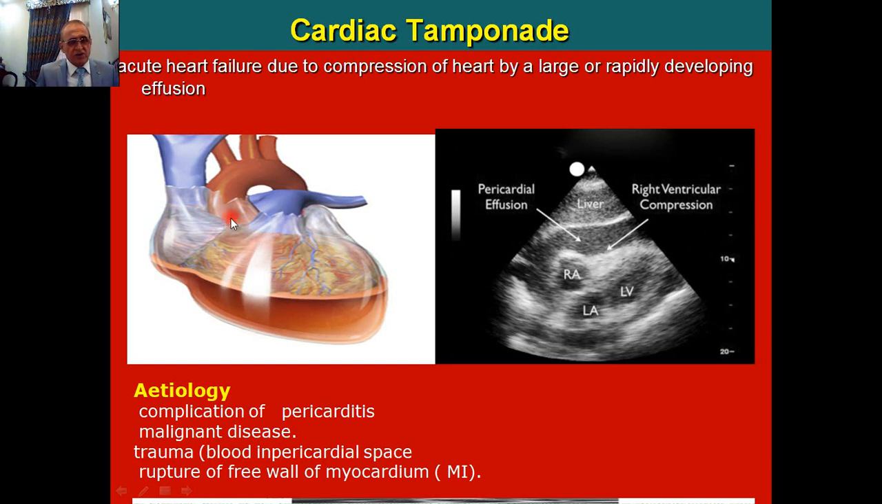The etiology mostly is a complication of pericarditis, and you know the causes of pericarditis. It can be a complication of malignancy, trauma to the chest, or rupture of the free wall of the heart. So the commonest is a complication of pericarditis.